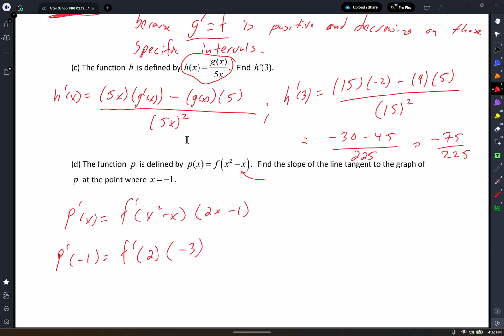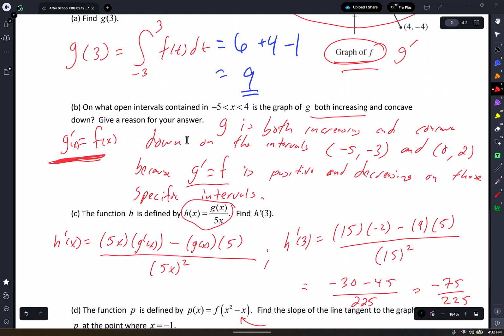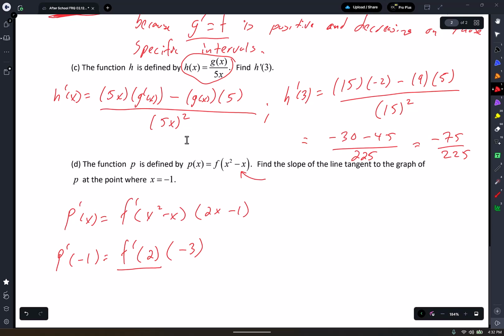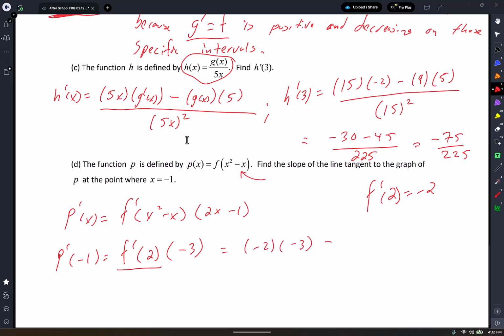We're still okay? All right. F prime of 2. I come over here. F prime of 2. Here's 2, but this is f. So I need to find the slope of this line. That makes sense? Well, yeah, it's negative 2 because this is 4 and this is negative 2. So 4 divided by negative 2 is negative 2. So there it is. So I'm going to put here on the side f prime of 2 is negative 2. So here it is. Negative 2 times negative 3. There it is. How do you feel? Good? All right, we're done.